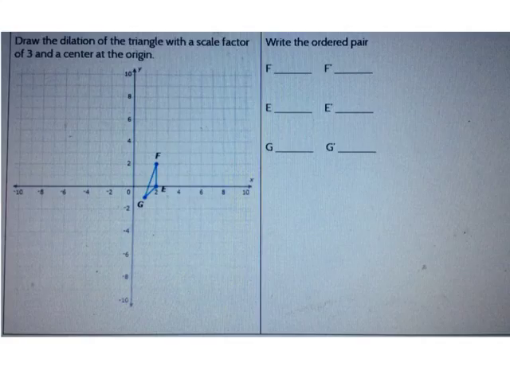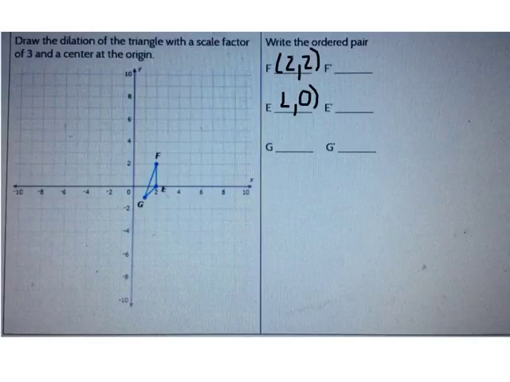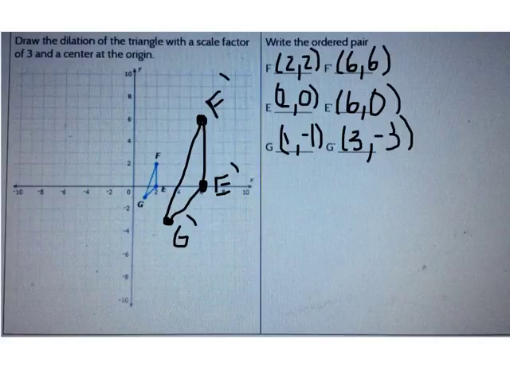Now you try a few. First, what are the original ordered pairs for FEG? F is at 2, 2. E is at 2, 0. G is at 1, -1. Now, draw the dilation with a scale factor of 3 and center at the origin. Enter the new ordered pairs into the boxes and draw the dilation on your paper. Check your work with mine. Did you draw a dilation that was correct?